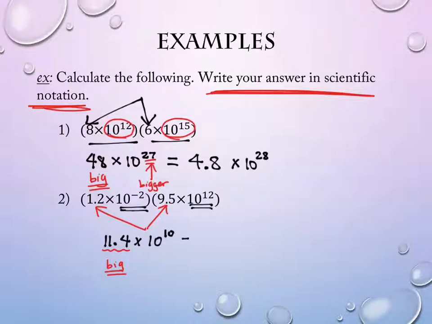What number would I need to change 11.4 into to be a number between 1 and 10? 1.14. Right? And then what will happen to the exponent on my 10? It's going to go up 1 because it was a big number to start with. It will now be 11. So depending on how many places you move the decimal, you use that.